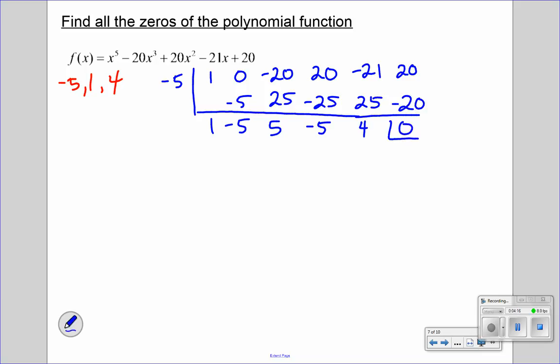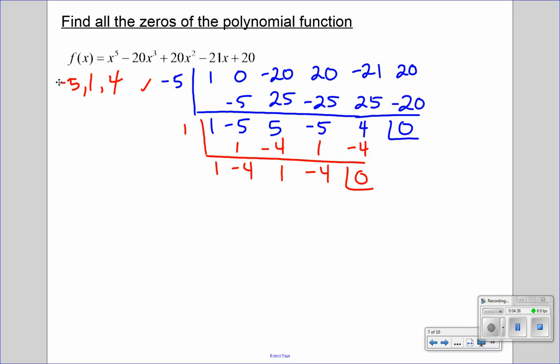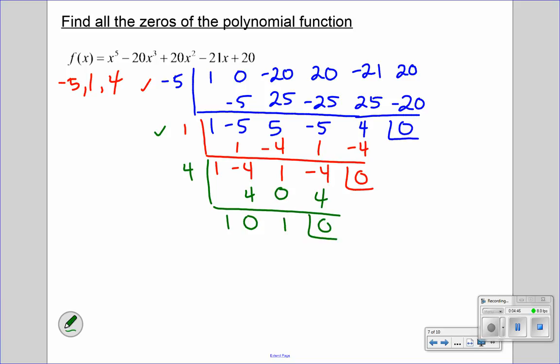This one works out. So let's test out 1. So we have a -4, we have a 1, -4, -4, 0. That one tests out. We can do a third layer of synthetic division, which is 4, which is going to work as well.